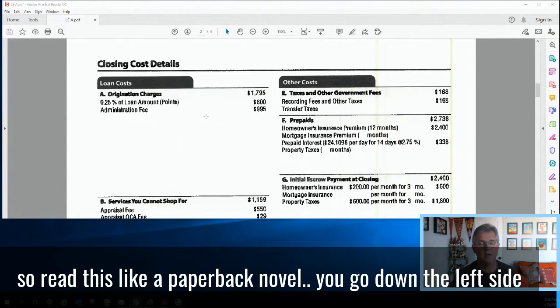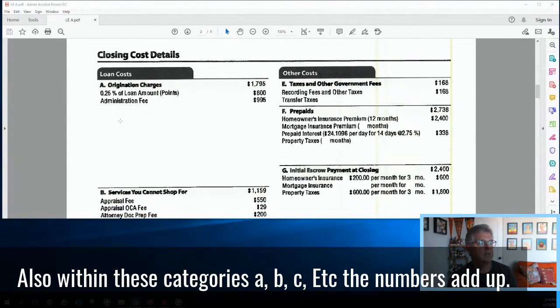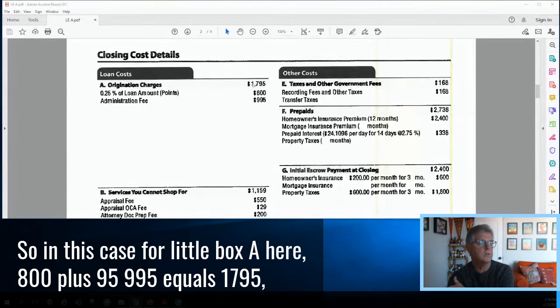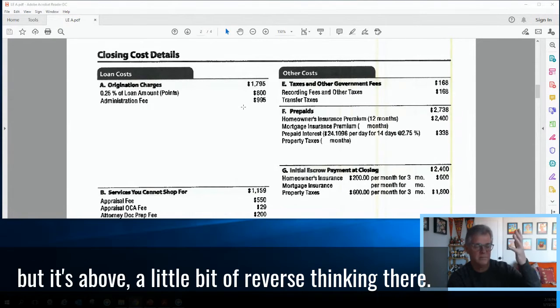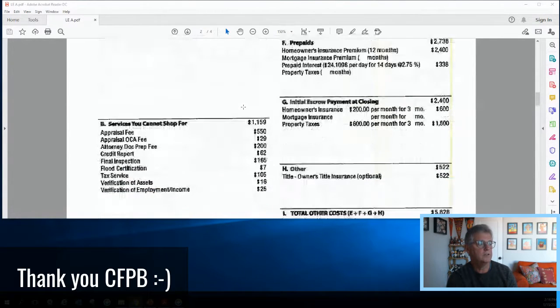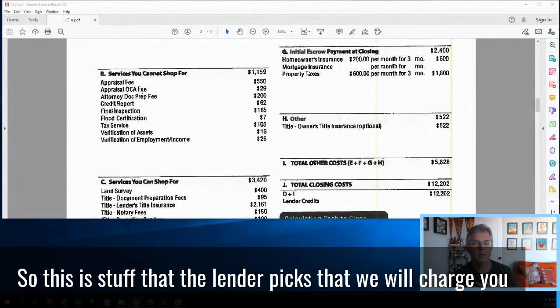Page 2. So read this like a paperback novel. You go down on the left side and then come back up to the top right side and down on the right side. Also within these categories, A, B, C, etc., the numbers add up. So in this case, for little box A here, 800 plus 995 equals 1795. I think initially you want to have that total number, subtotal number below, but it's above. A little bit of reverse thinking there. Thank you, CFPB. Services you cannot shop for are broken out here. So this is stuff that the lender picks that we will charge you for.